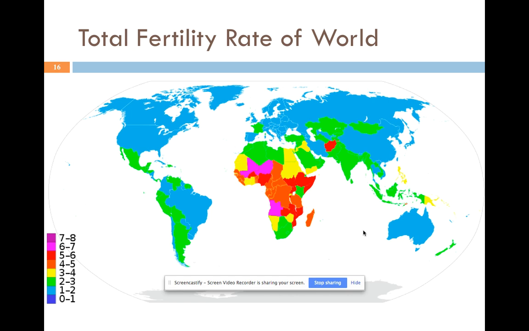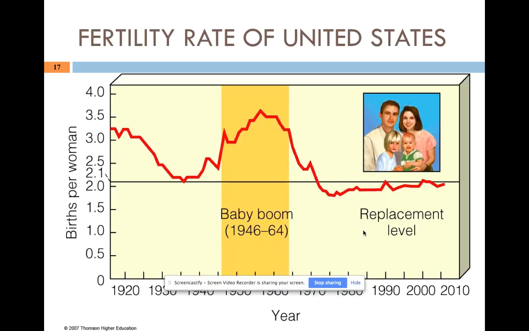And again, here's our total fertility rates of the world. So just like the infant mortality rate, we see that most places that have high fertility rates are going to be in African nations. Here's the fertility rate of the United States. You'll notice that here's the replacement level fertility. This is right where we are basically now.